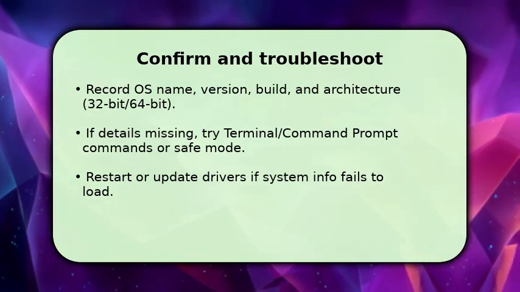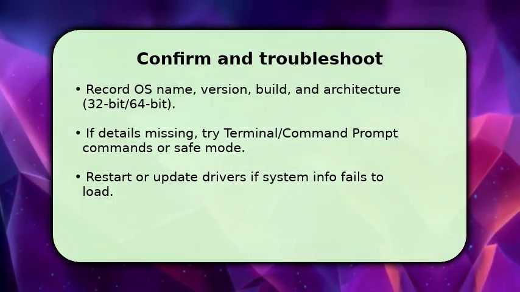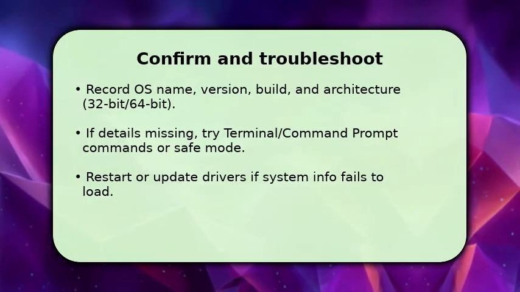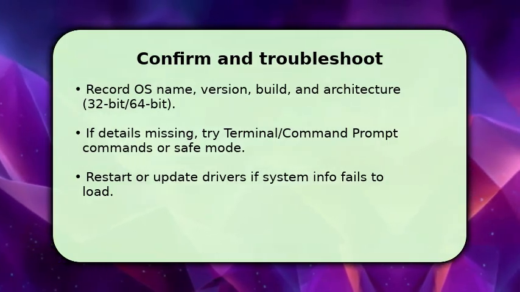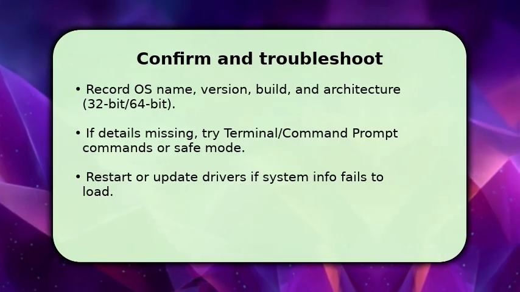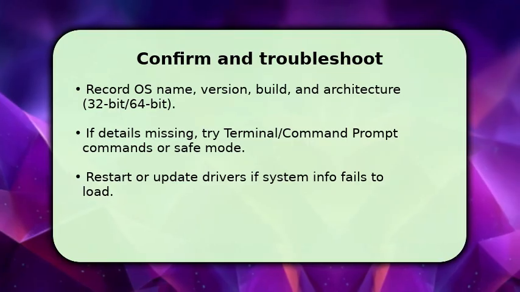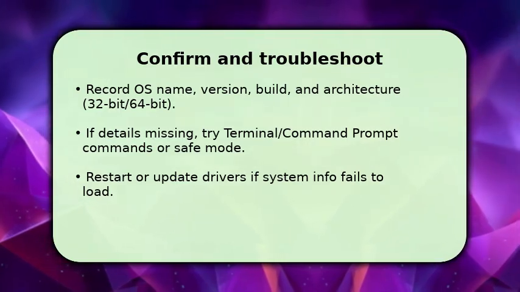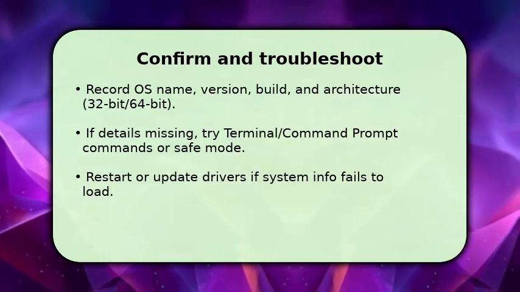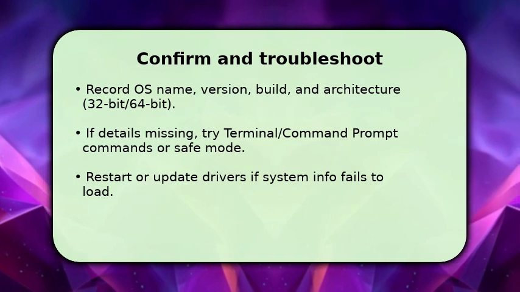If system panels don't show info, open Terminal or Command Prompt and run commands like uname, lsb_release, or winver to force details. If commands fail or pages won't load, restart the laptop and try safe mode. Make sure hardware drivers aren't blocking system utilities. That fixes most information access problems quickly.